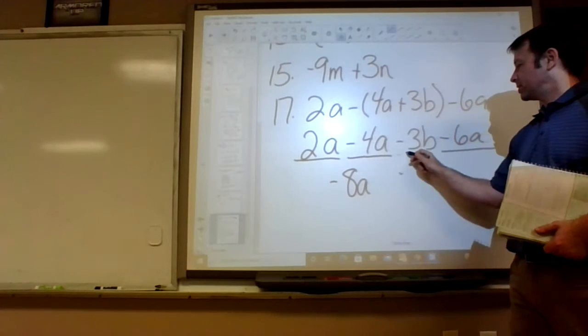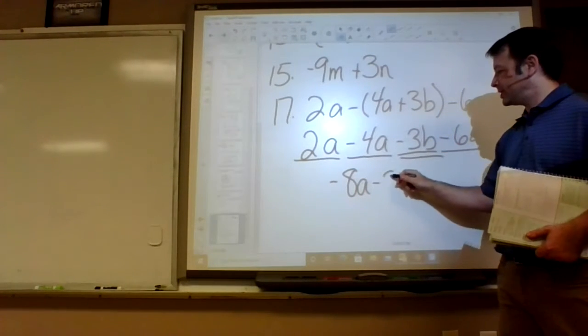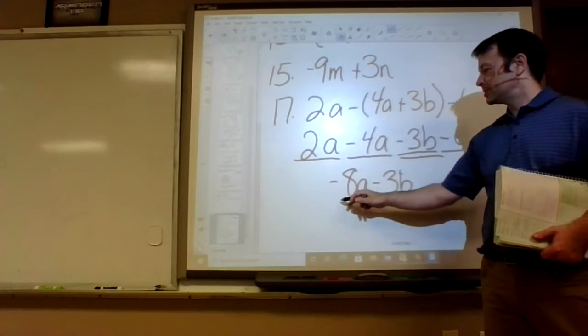And what about the b's? They're kind of by their lonesome. So minus 3b stays the same.